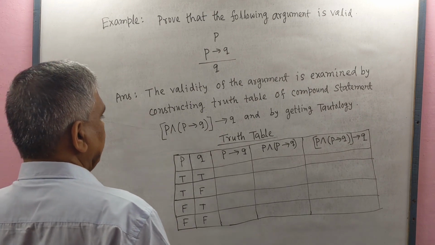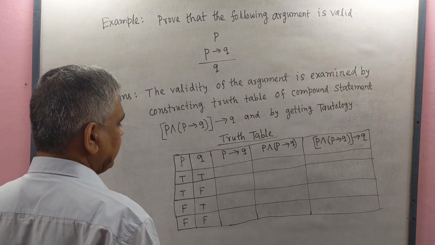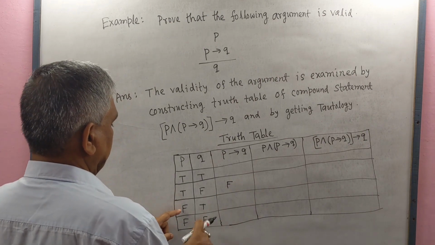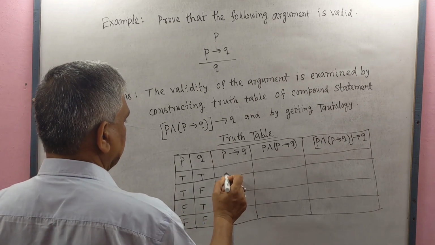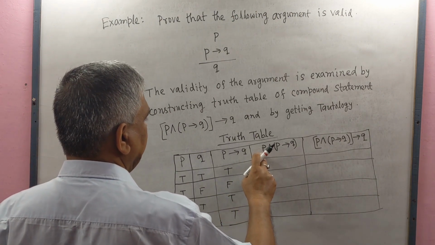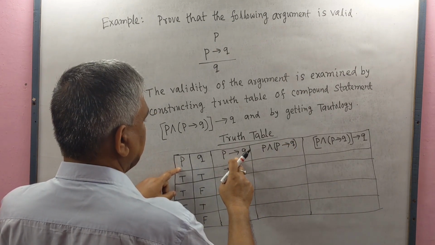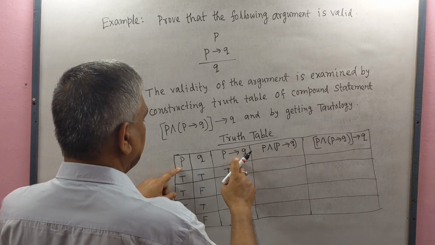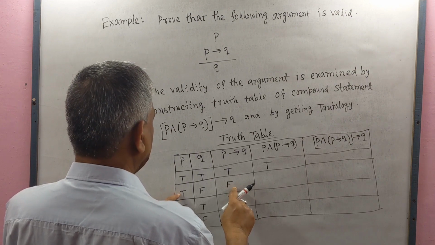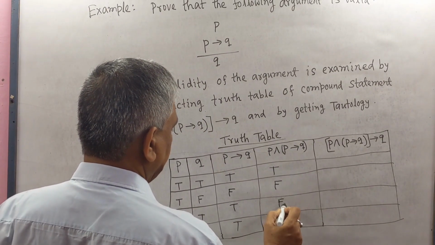So P implies Q. In implication we know that T, F gives F. Here T, F gives F. No other T, F, so the rest will be T. Here conjunction P ∧ (P → Q). In conjunction, both T then T. Not both T, then it will be F.